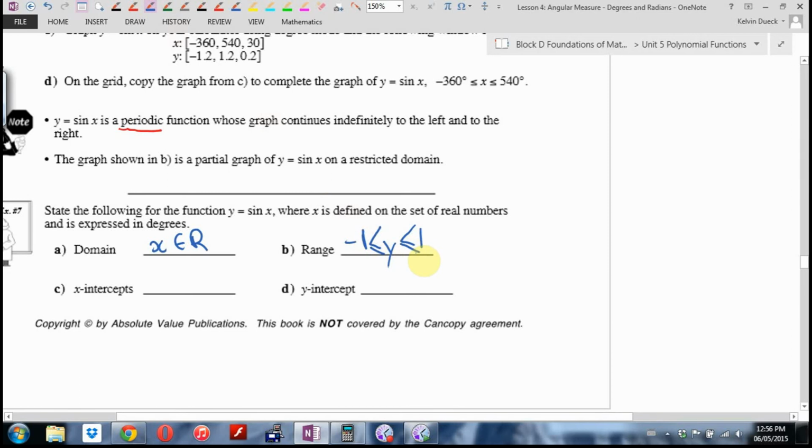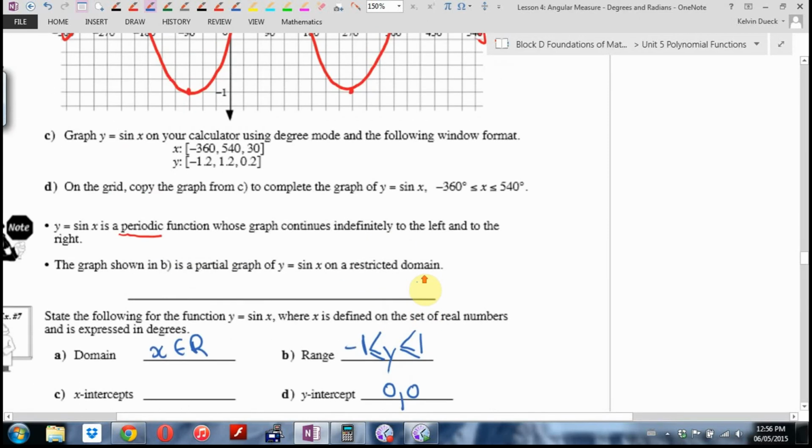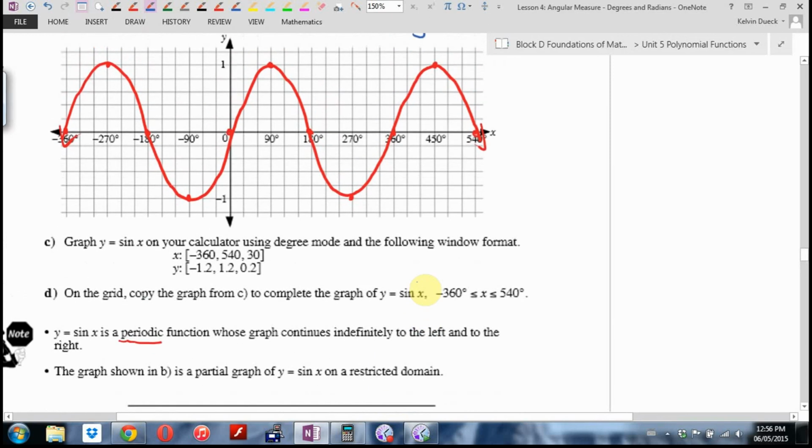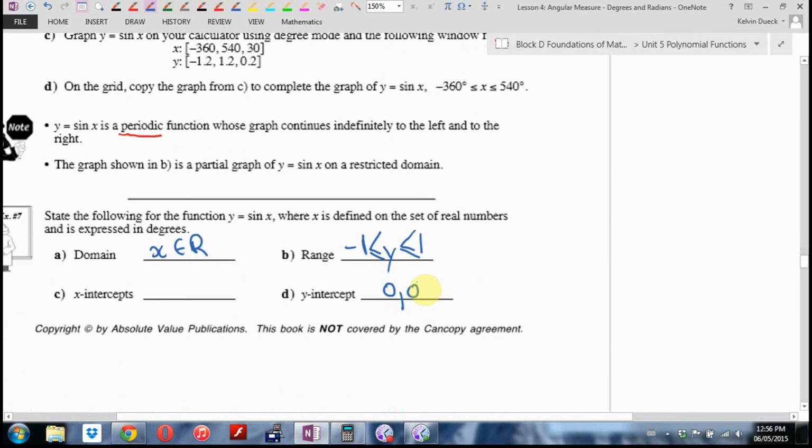That's the range. What's the y-intercept? What's the x-intercept? How many x-intercepts are there? An infinite number, because it keeps going. So all we can do is, instead of telling you what the x-intercepts are, we can just tell you how to find them. Where do they occur? Every 180 degrees.